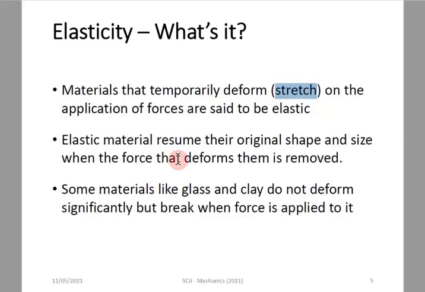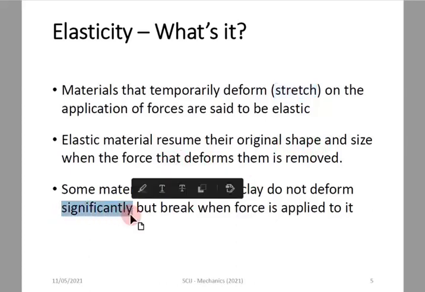Now, some materials like glass and clay do not deform significantly. I'm saying they do not deform significantly because theoretically they will stretch slightly before they break. But in practice, like what we are learning about elasticity and deformation, we don't consider them as elastic at all, because the deformation that takes place before they break is negligible, very, very small.